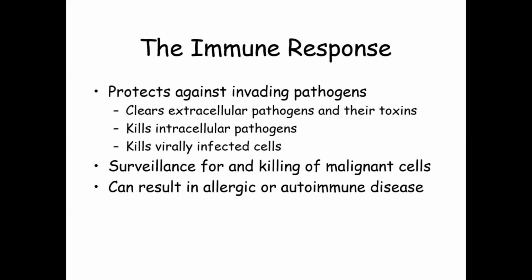So our immune system is there to protect us from invading pathogens. It can clear pathogens that live outside cells. Some pathogens make toxins. It can clear toxins as well. And some pathogens go inside cells, and our immune system is able to kill those as well, including virally infected cells. It also plays a role in finding and killing malignant cells to prevent cancer.